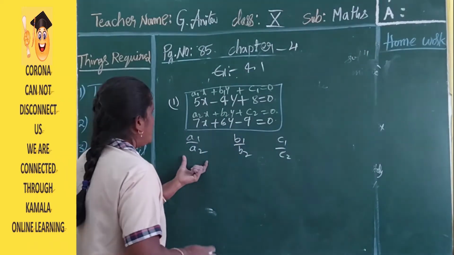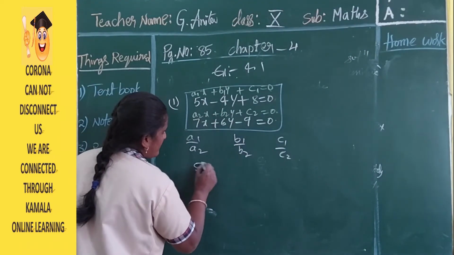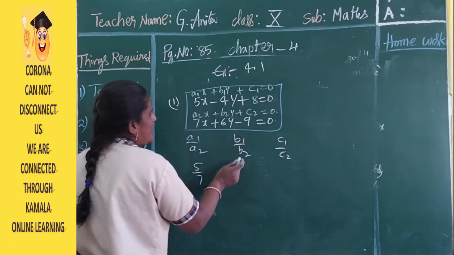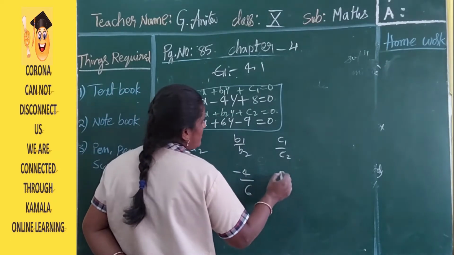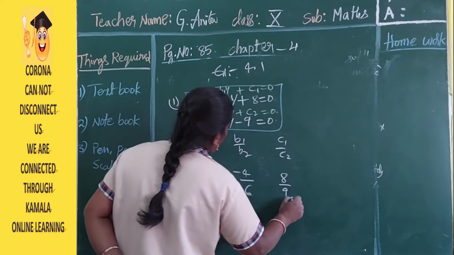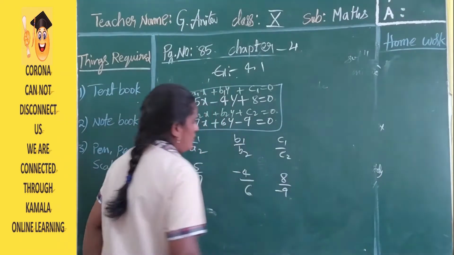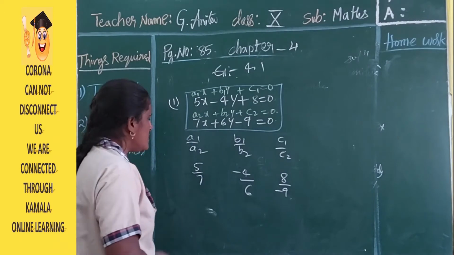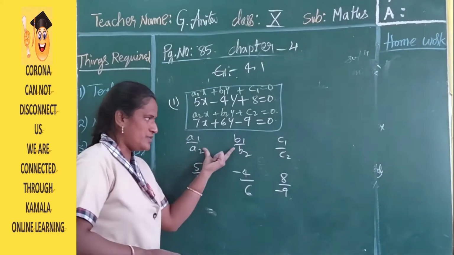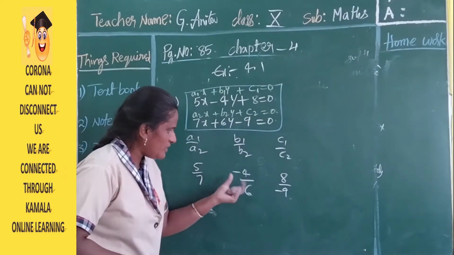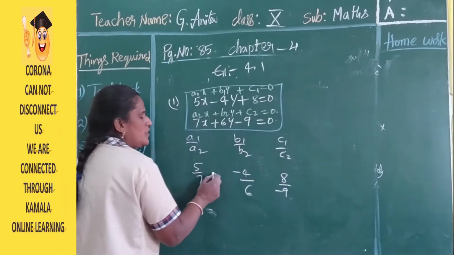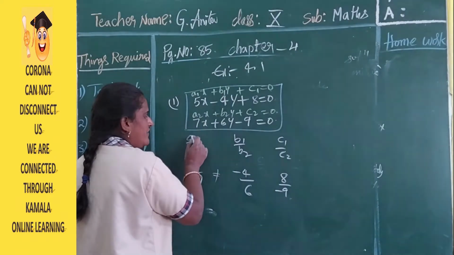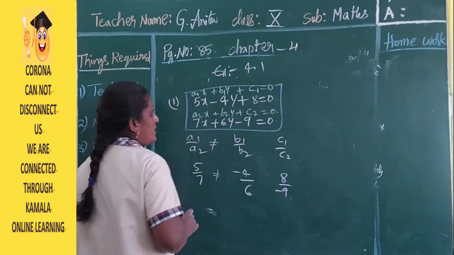So what is the a1 by a2 value? 5 by 7. Next, b1 by b2 value? Minus 4 by 6. c1 by c2 value? 8 by minus 9. Okay? Clear? So first you have to observe these two values. Between them, any symbol is possible. Here it is not equal. Yes? a1 by a2 not equal to b1 by b2.